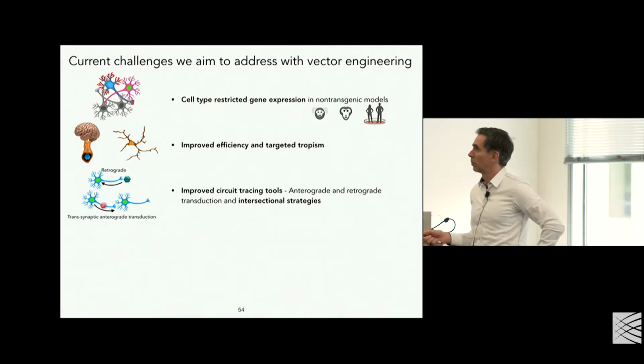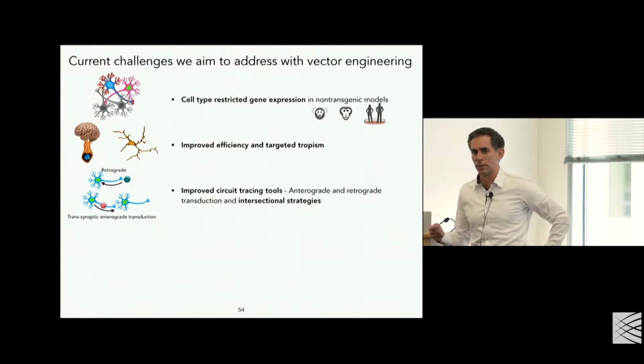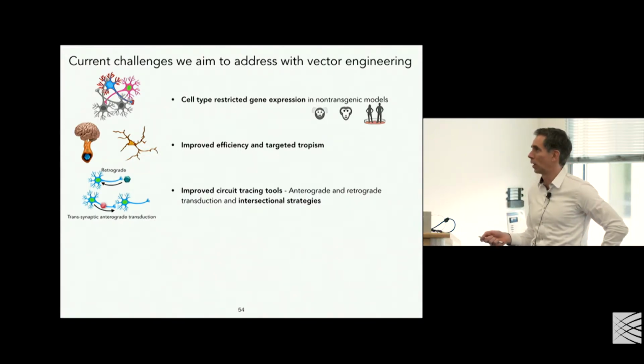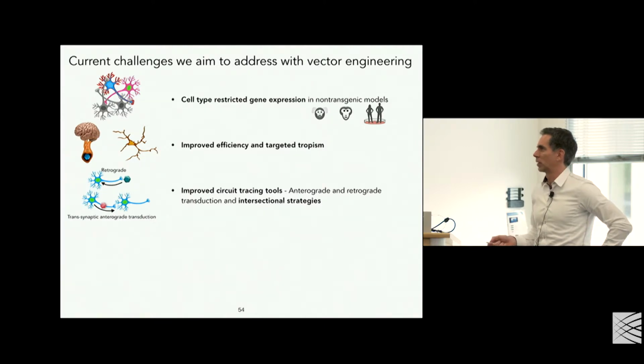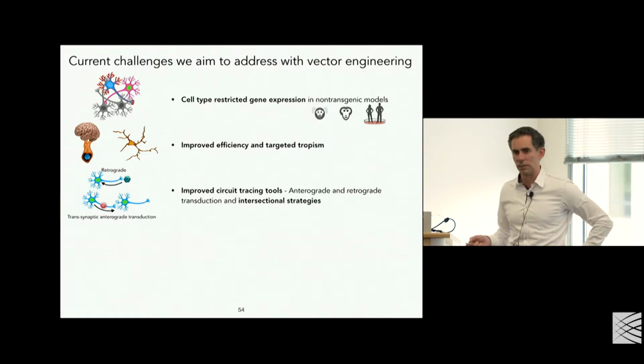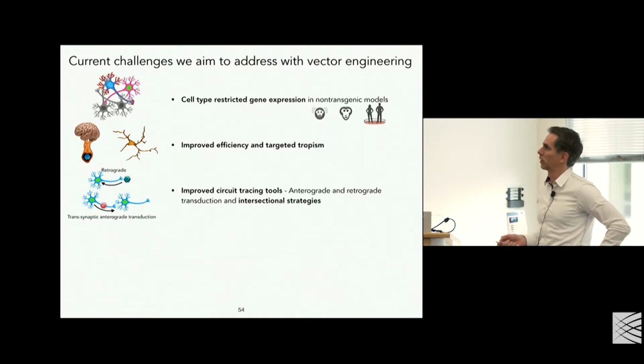As Ken mentioned, there are AAVs, AAV2-retro especially, that are able to undergo retrograde transport from terminals back to the cell body and transduce these cells when you inject them at a distance. But this doesn't work across all circuits, and there's still a need for some tools to complement this vector and work in other circuits where it doesn't.